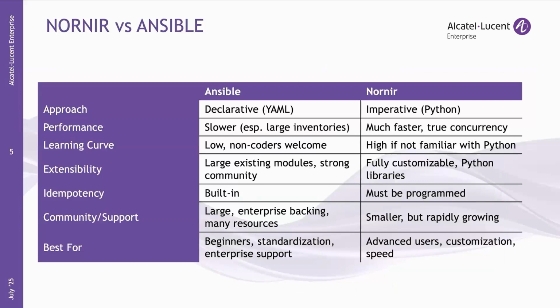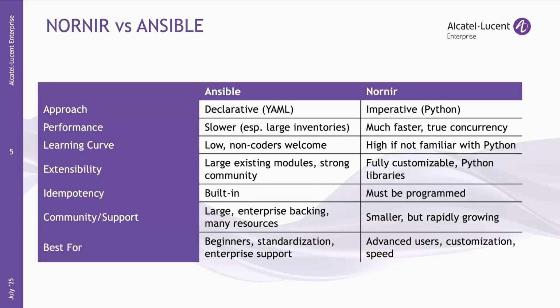Here, we have a head-to-head comparison between Nornir and Ansible for network automation. Let's start with the approach. Ansible uses a declarative style with YAML playbooks, letting you describe your desired state, whereas Nornir, on the other hand, uses an imperative style where you write logic directly in Python scripts. Ansible is more friendly for beginners or non-coders, whereas Nornir requires Python knowledge, so the barrier to entry is higher if you're not already comfortable with programming.